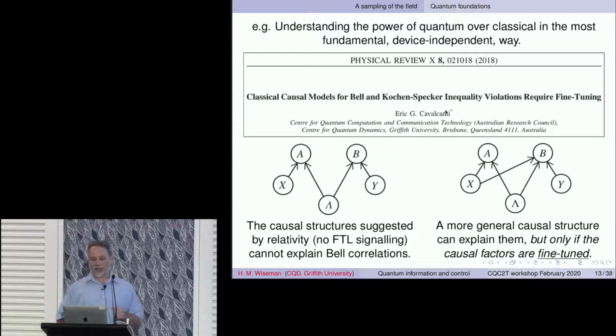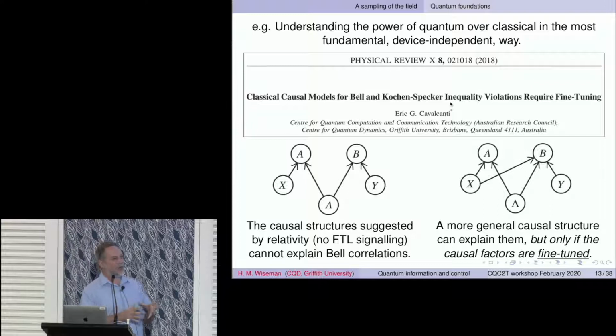And the other achievement in this paper was to then broaden this idea to contextuality. So this is the Kochen-Specker inequalities idea, which is another idea of non-classicality in quantum mechanics, and also relates to quantum computing through the contextuality of magic states and things like that.